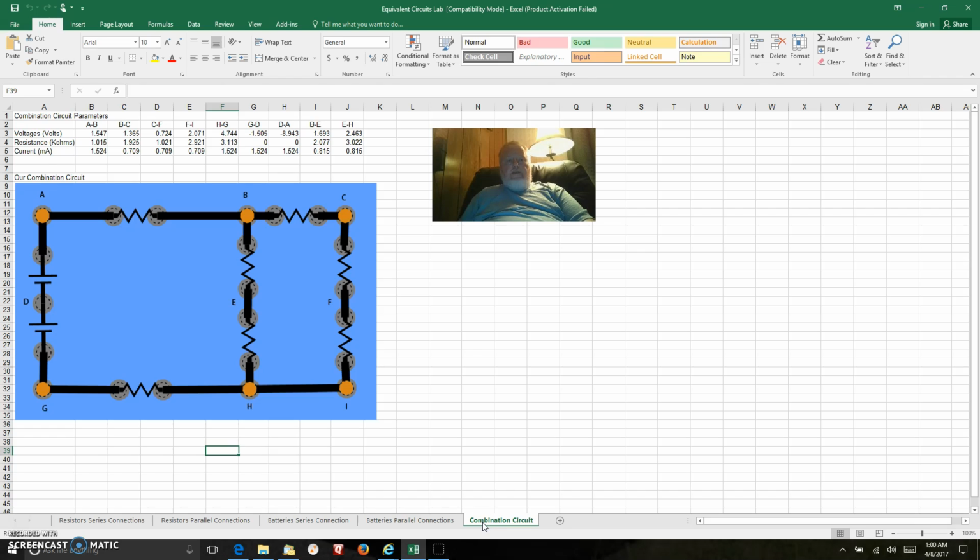And lastly, we have a combination circuit that the students measure all of the circuit parameters for using a multimeter. In the follow-on lesson, once they've actually inferred all of the equivalent circuit relationships, they'll calculate all of the circuit parameters using the equivalent circuit relationships and Ohm's law, and then they'll compare their calculated results to the measured results that they obtained here during the lab.